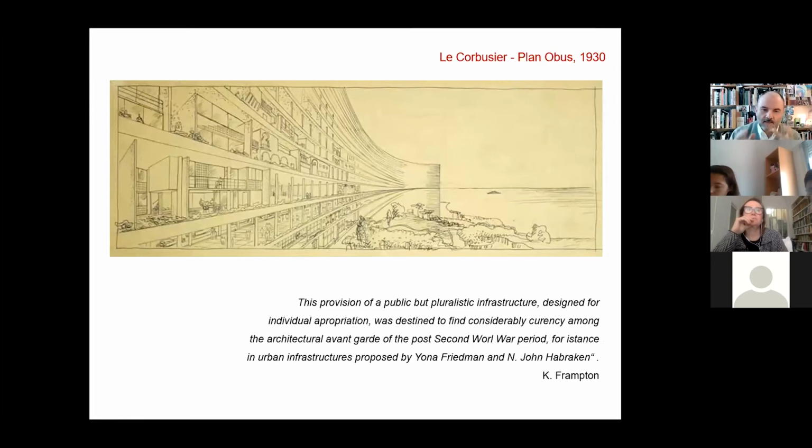What about starting with the open building system? A super famous starting point could be the design by Le Corbusier for Plan Obus in Algeria in 1930. And in the bottom, you find the sentence written by Kenneth Frampton in the History of Modern Architecture, where he exactly described the fundamental question of this design by Le Corbusier.